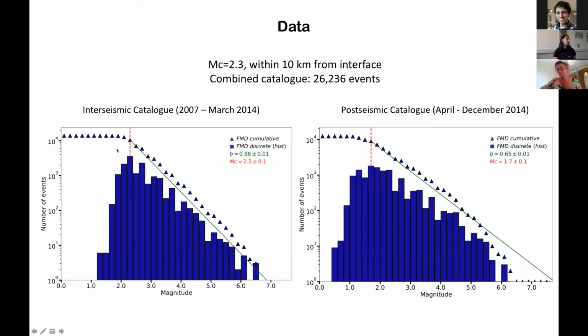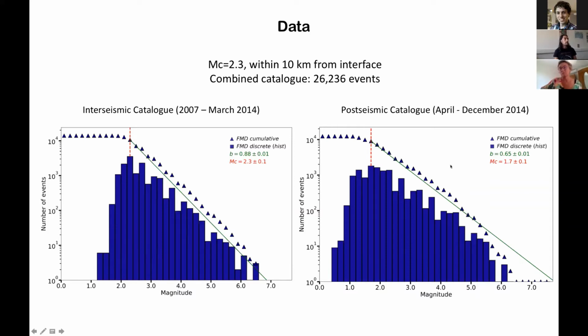So this is the frequency-magnitude distribution for the interseismic catalog. Here we have the cumulative distribution indicated by these triangles here, and the straight line that fits above the magnitude of completeness, which for this case is 2.3. And the bars indicate the non-cumulative distribution of the earthquakes.